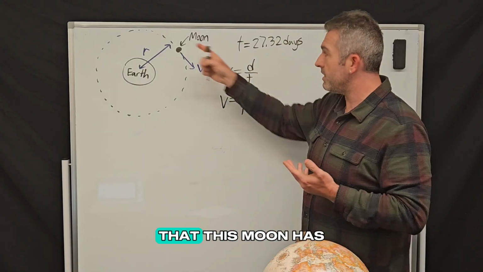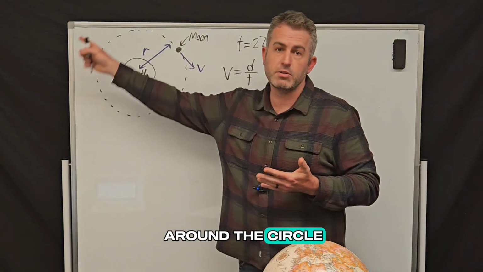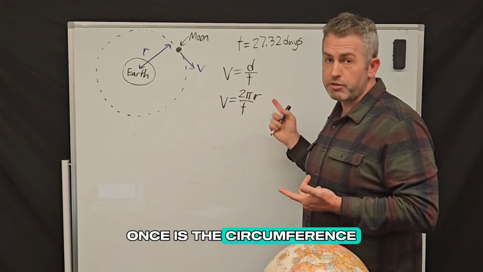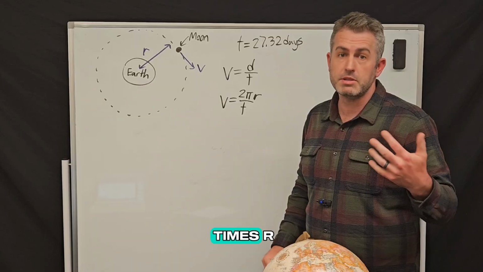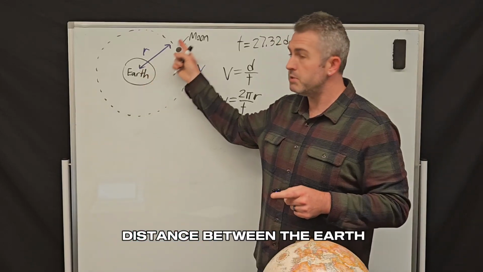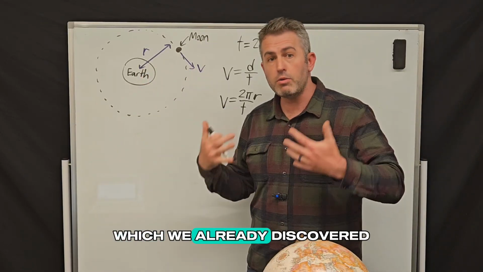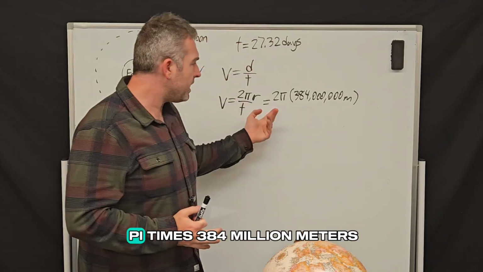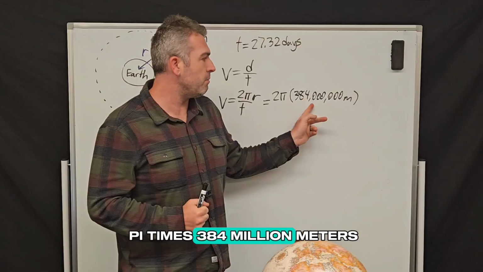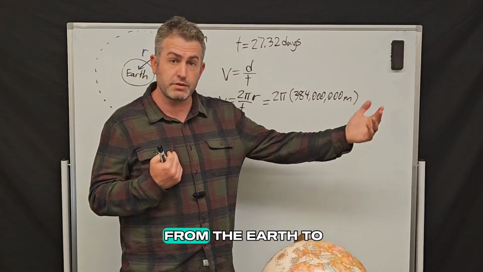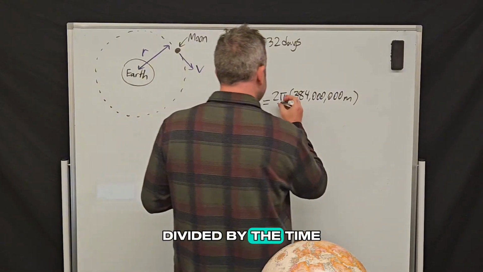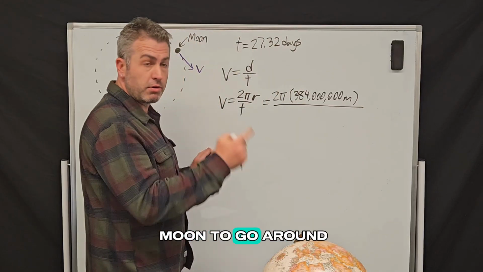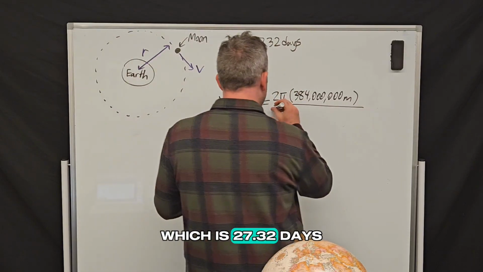And the distance that this moon has to travel to go around the circle once is the circumference of the circle, which is 2 pi times r. And r is the distance between the Earth and the moon, which we already discovered in a prior experiment, right? So we have 2 pi times 384 million meters, because that's the distance from the Earth to the moon, divided by the time that it takes the moon to go around the Earth, which is 27.32 days.